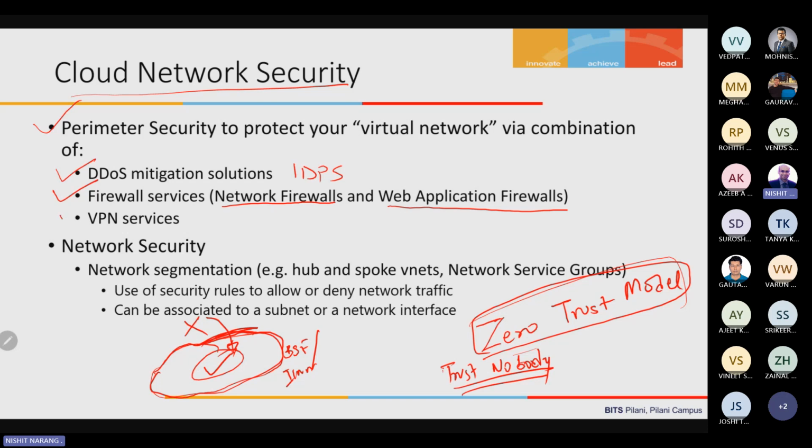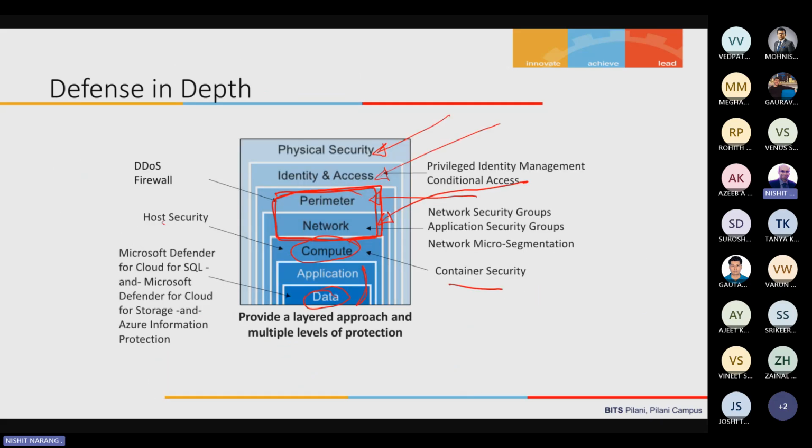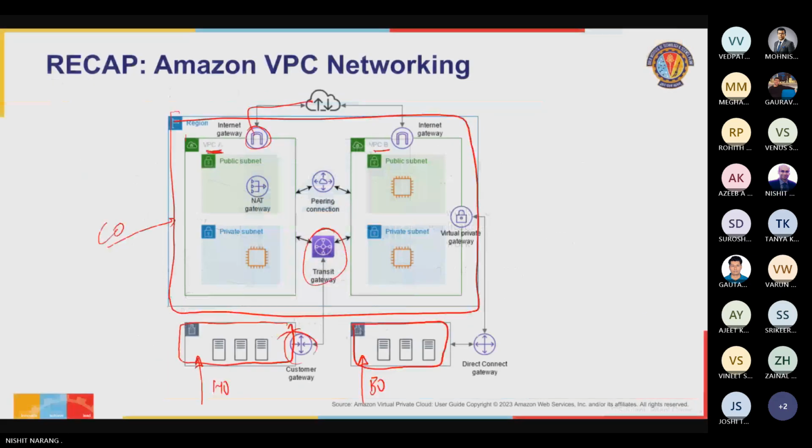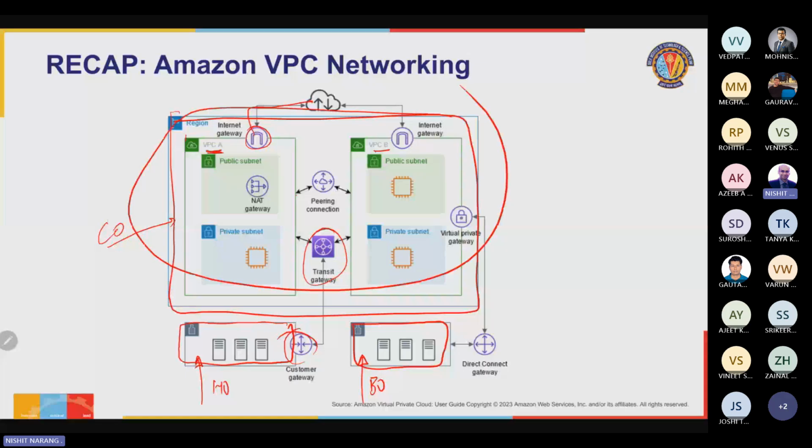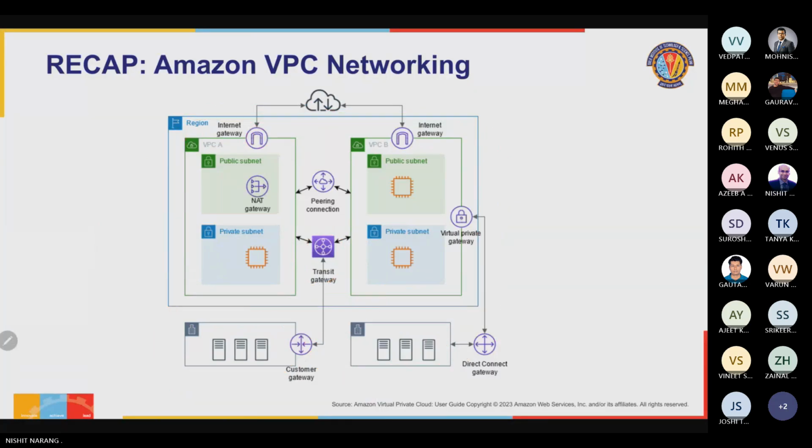When you want to connect remotely to your on-prem networks, then you are extending the perimeter of your network from just this to also include these. So when you extend your perimeter, you want to extend it in a secure fashion. So you use VPN connections, right?